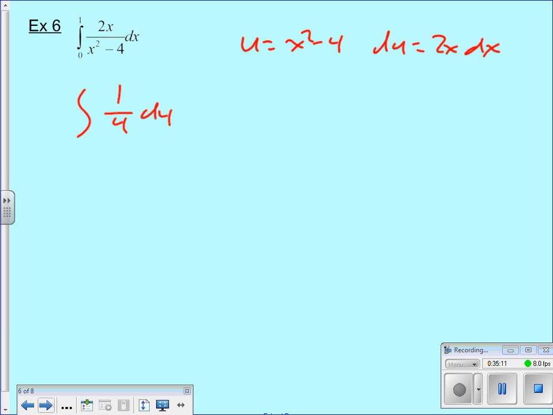Okay, now here's the problem. I've got bounds. I've got to deal with my bounds. Okay, my options. I can either put x squared minus 4 back in, or I can change my bounds. If u is equal to x squared minus 4, when x equals 0, u equals 0 squared minus 4, or negative 4. So in terms of x, my lower bound is 0. In terms of u, my lower bound is negative 4.